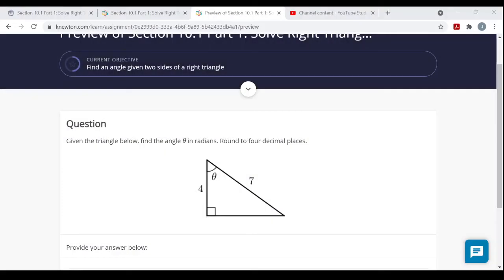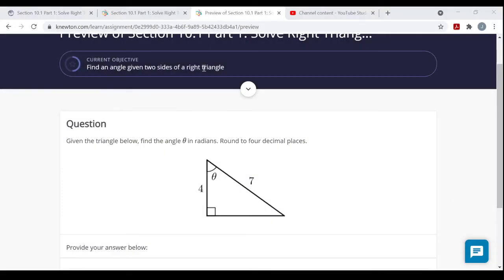This video is on the objective find an angle given two sides of a right triangle. So again, another video where we're only dealing with a right triangle, a triangle that has a 90-degree angle in it, or a pi over 2 radian angle. This is the second video on this objective. Hopefully you've watched the first one as well.